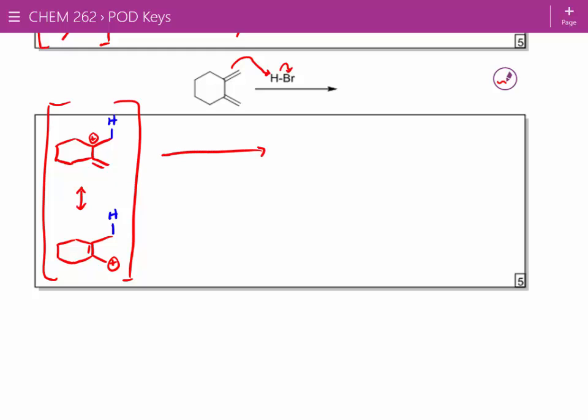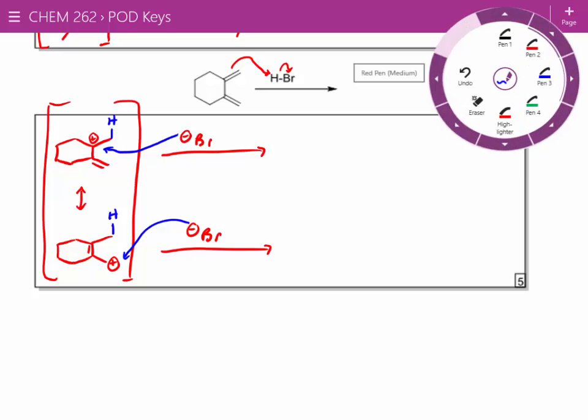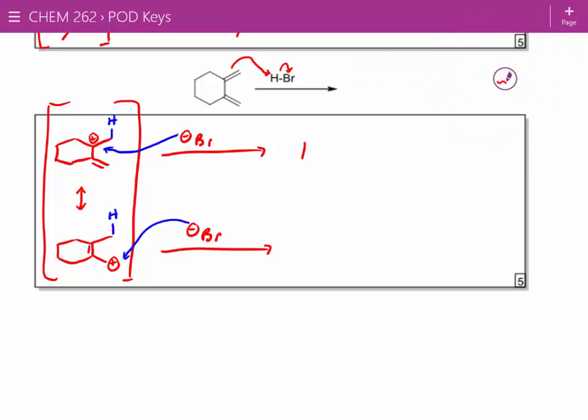And now we can say, okay, we've got the bromide around. The bromide's going to be much closer to the top carbocation than the bottom. But let's consider both options and say, okay, this bromide ion can attack that carbocation there, or it can attack that carbocation here. Here's where the story gets a little bit tricky.